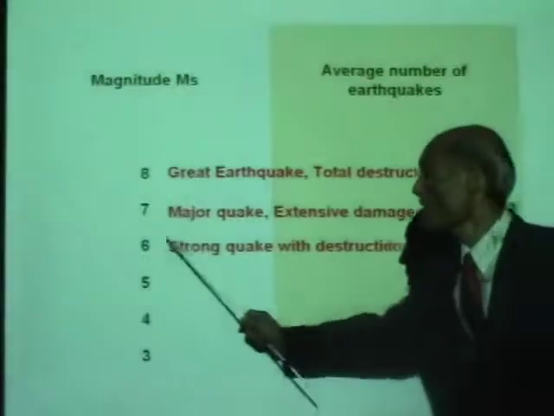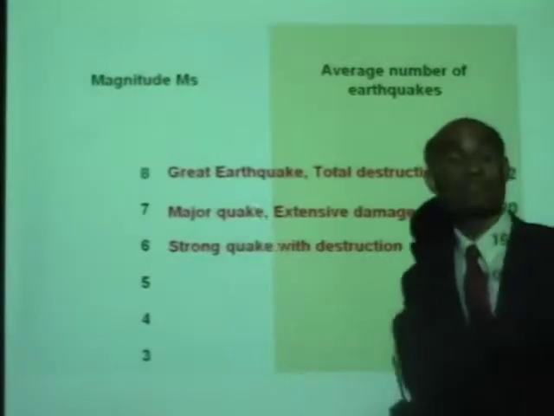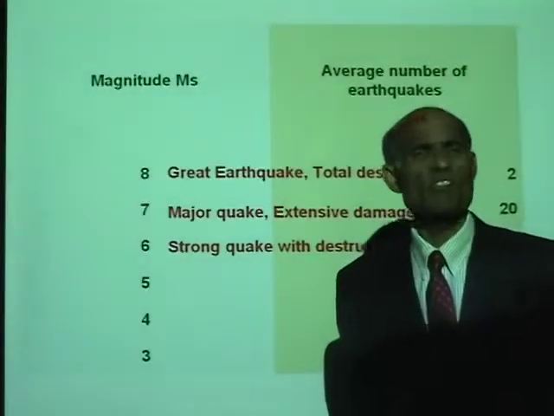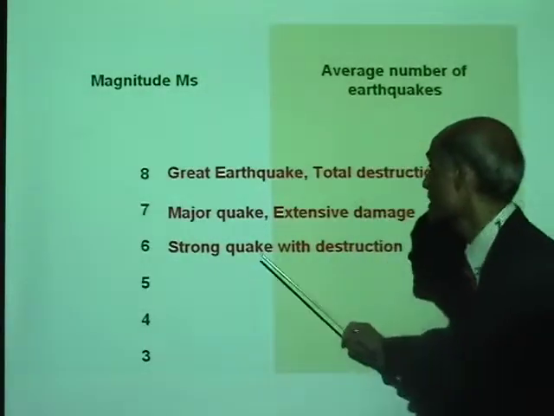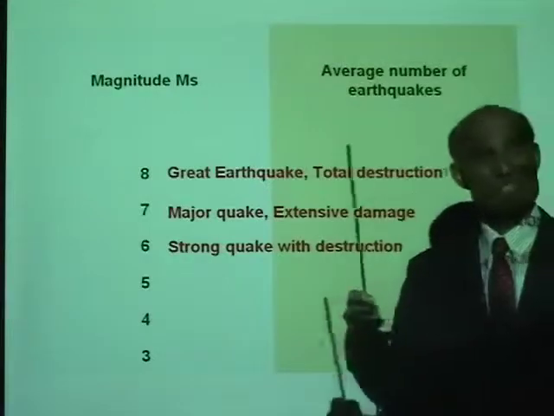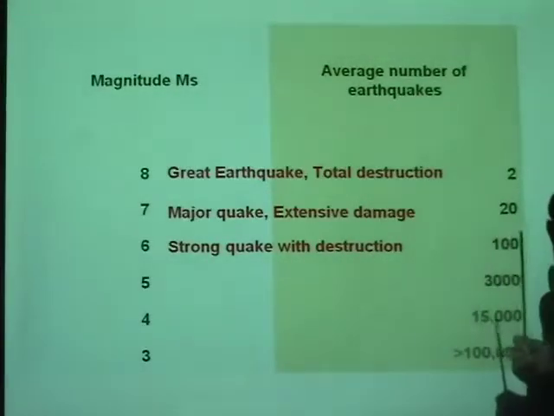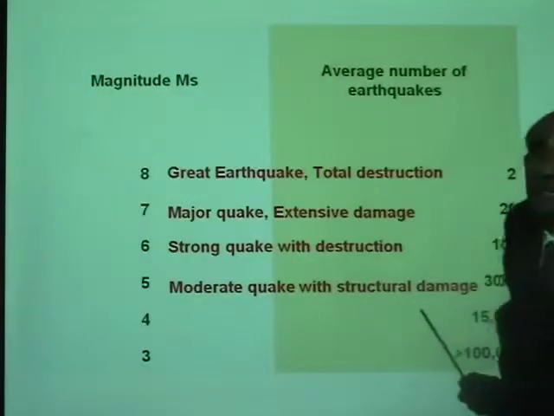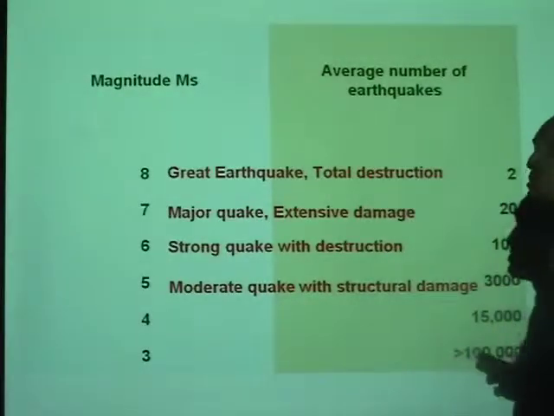Strong earthquake of magnitude 6. Most of the earthquakes that we hear about are between 6 and 7, 5 and 6. So magnitude 6 is a very strong quake with some destruction. And there are approximately 100 of them a year. Magnitude 5 is a moderate quake with structural damage.